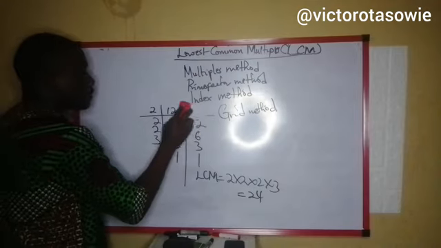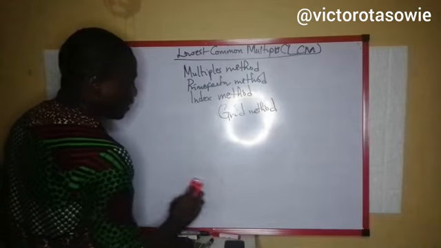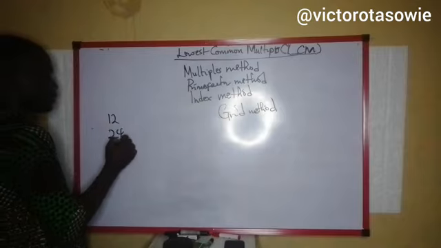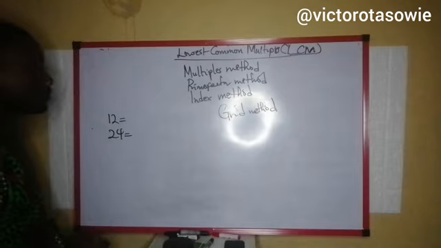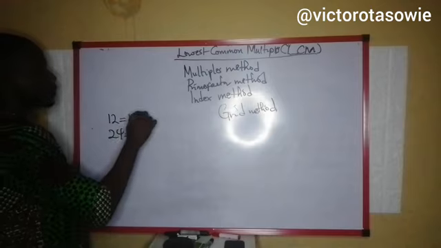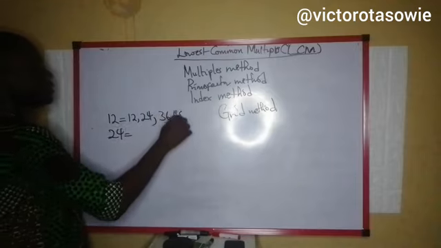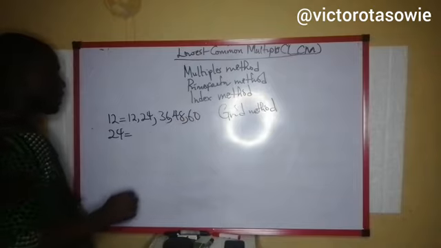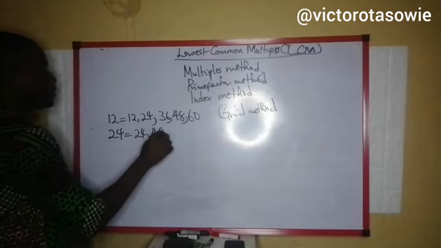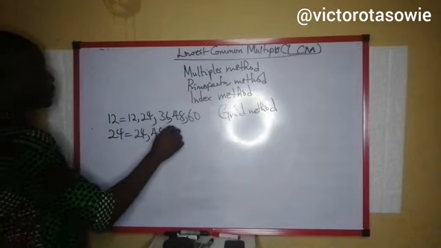So for this same LCM of 12 and 24, we're also going to handle it using another method, which is the multiples method. So we have 12 and we have 24. Now we are going to break it down. For 12, we have 12 times 1, 12. 12 times 2, 24. 12 times 3, 36. 12 times 4, 48. 12 times 5, 60. Now for 24, we have 24 times 1, 24. 24 times 2, 48. 24 times 3, 72.